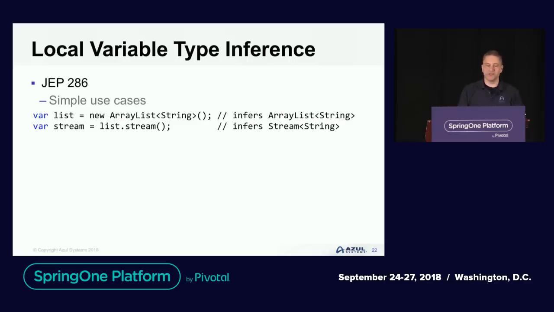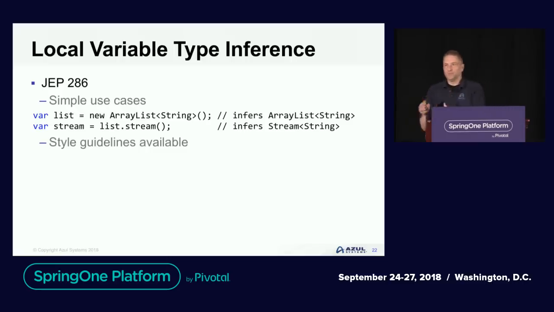So we can do something like this, where we can say, okay, var list equals a new ArrayList of type String, and the compiler, very surprisingly, will infer that the type of list is an ArrayList of type String. Great. If we ask that list for a stream, we get back a stream, and the compiler can again infer for us that it's a stream of type String. Local variable type inference is something which can be abused. It's a feature that you can use in a very good way, and there's also places where you can use it in not such a good way.